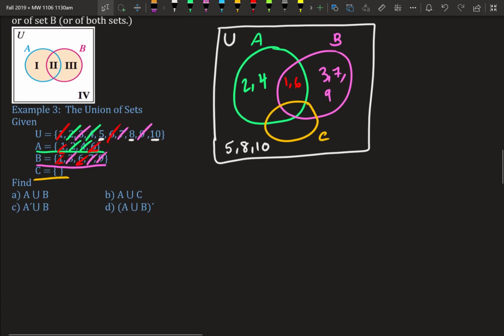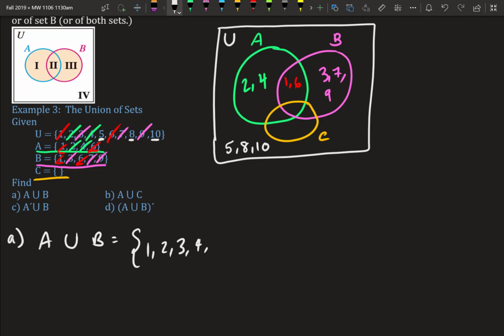Now that we have our pretty picture, let's go ahead and start working these out. So we want to know, if we smush together A and B, so if we union A and B, if we mush it together, everything that's inside A and inside B. So everything inside of the green circle and the purple circle. So we have 1, 2, 3, 4, 6, 7, and 9. Everything that was in A, everything that's inside B. We put it together, we get 1, 2, 3, 4, 6, 7, 9.